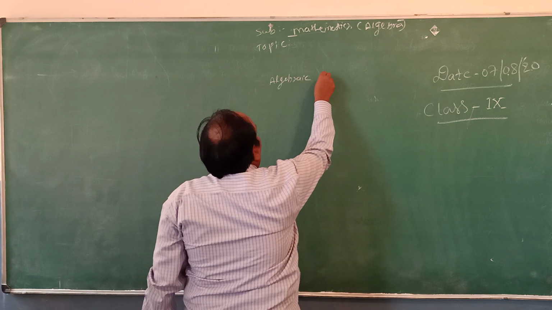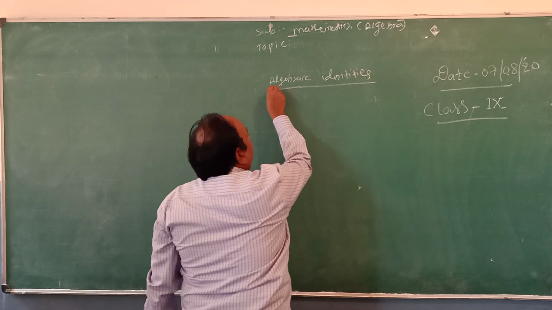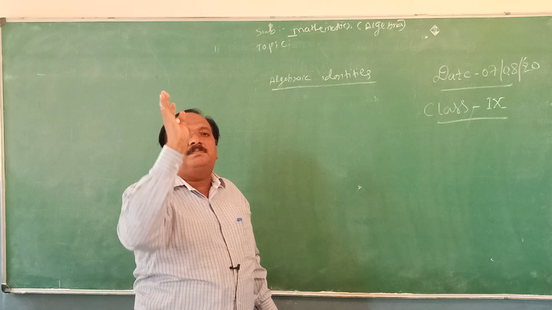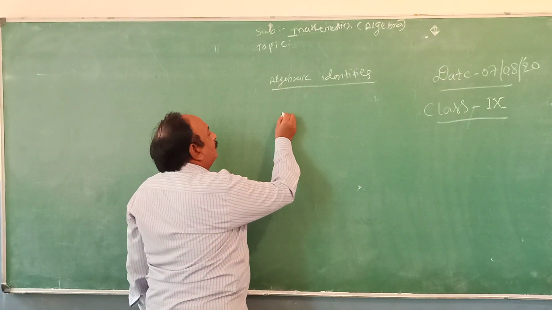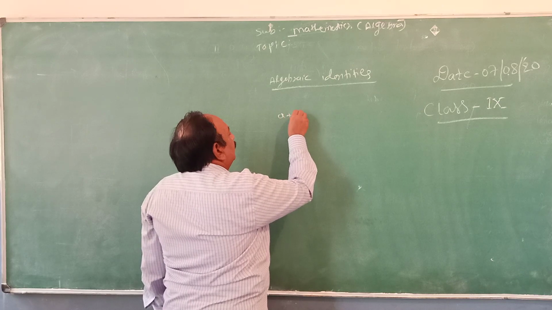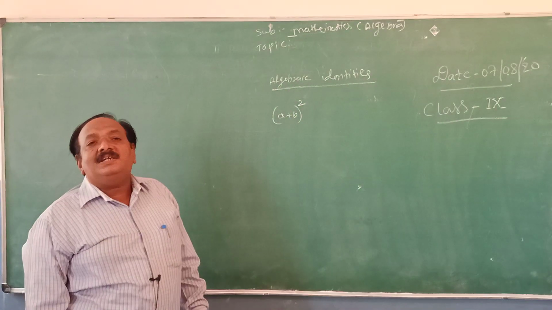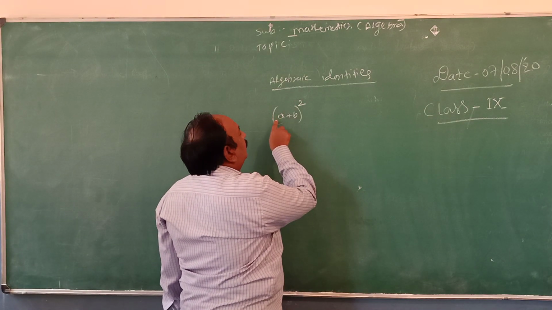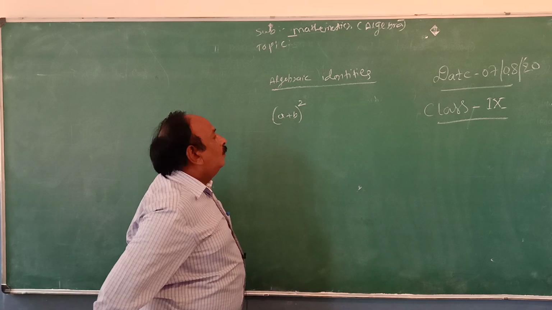Algebraic identities. We are going to recall algebraic identities. What are the main three algebraic identities? Today we are going to discuss that. The first one, you are familiar with, is a plus b whole square. What is a plus b whole square? We read it as whole square. This square is for both a and b, so we read it as a plus b whole square.